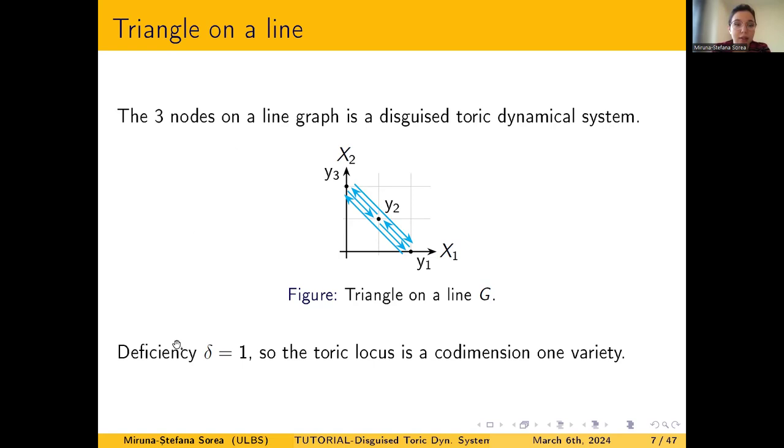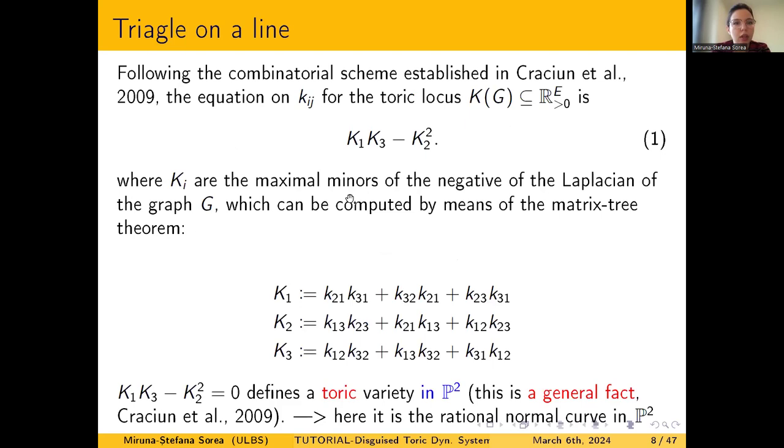Well, in the previous tutorial, we computed the deficiency and we also checked the toric locus for this system. Remember, it was given, using the paper by Craciun, Dickenstein, Shiu, and Sturmfels, by this binomial up to a change of variables. The change of variables was coming from the spanning trees of the graph, and this is a more general rule: the capital K_i are the maximal minors of our matrix A_k, remember, the negative of the Laplacian of our graph. So we know precisely how to change the variables and so on.